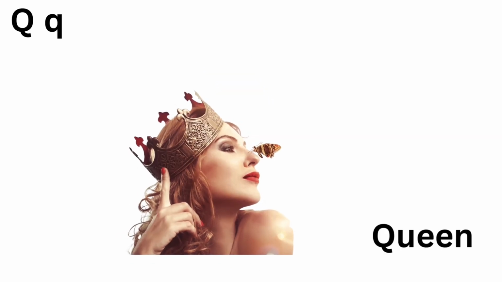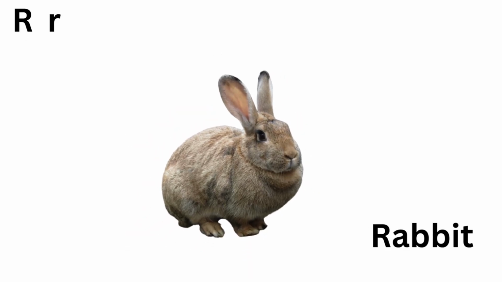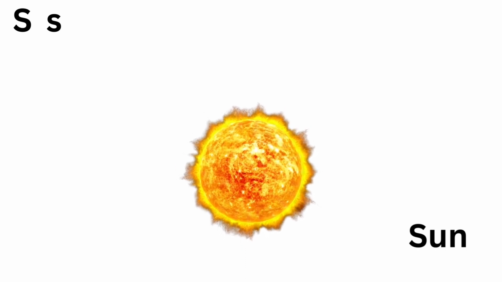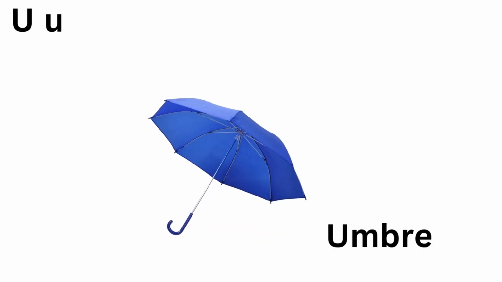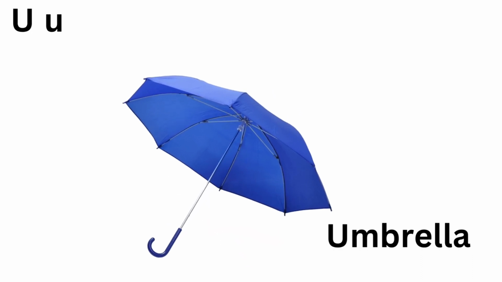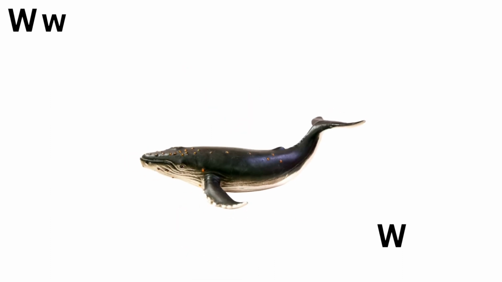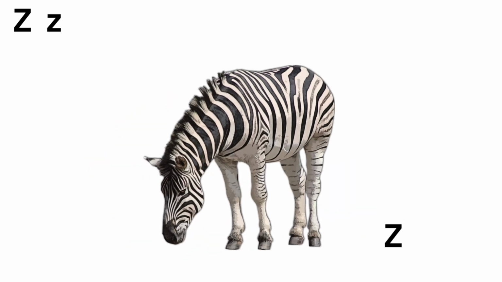Q, queen. R, rabbit. S, sun. T, tree. U, umbrella. V, violin. W, whale. X, xylophone. Y, yellow. Z, zebra.